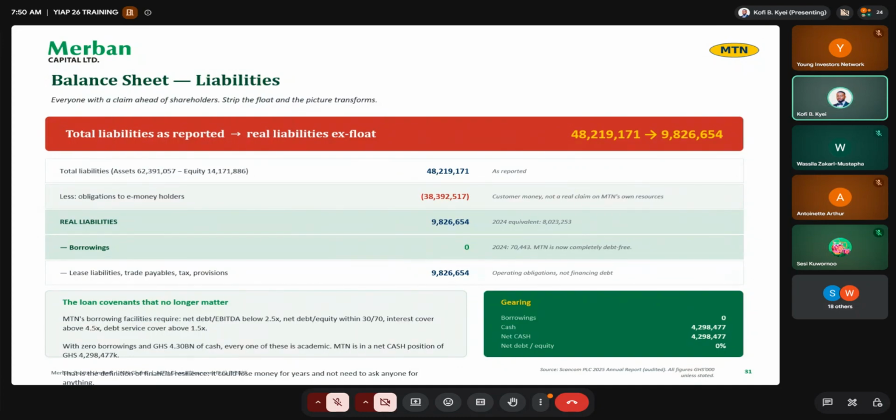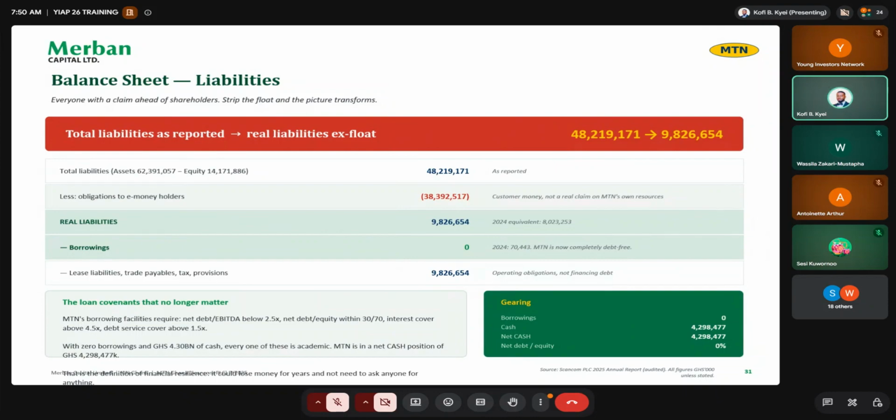All right, borrowings is zero. Now there's a component of the real liabilities made up of the lease liabilities, trade payables, tax provisions, etc. 9.8 billion. Okay, so the year-end component of the liability: borrowings is zero, cash 4.3, net cash 4.3, debt to equity is zero. Okay, so this is the breakdown of the liabilities.